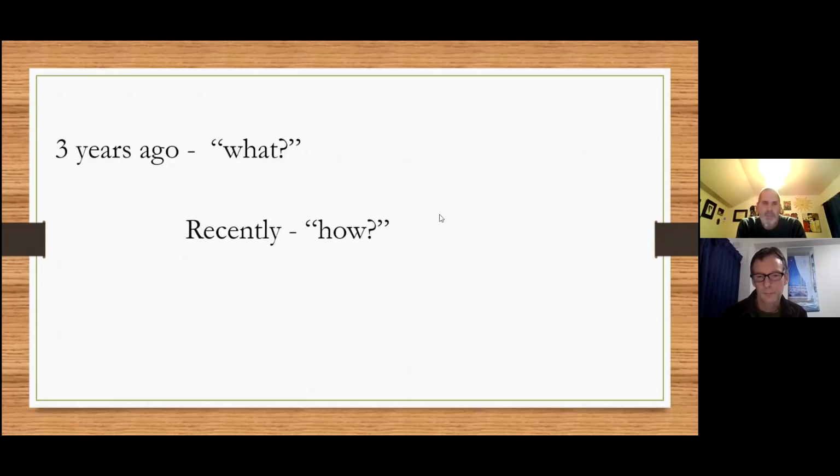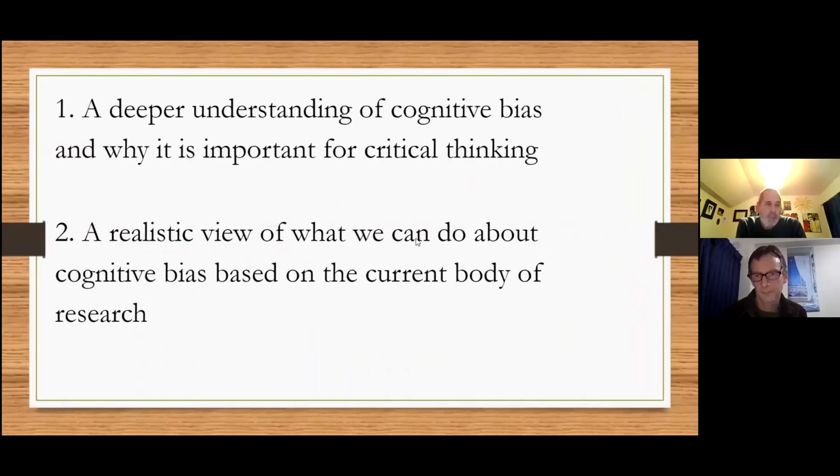How do we debias, in other words? And many of the people that we present to actually have some really good ideas on this topic. So there's been quite a transformation in the last 3 years about what we know, and also what the audiences are bringing to our presentations. So Guy's going to explain a little bit about what we hope to achieve in our presentation this evening.